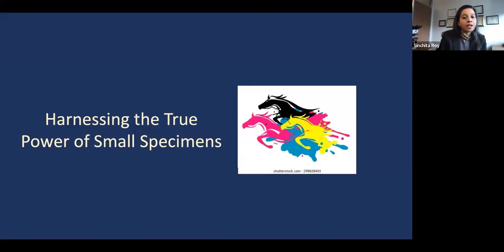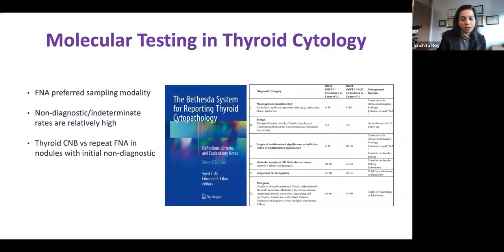So how do we harness the true power of these small specimens? I'm going to show a few examples before I finish. Let's start by looking at thyroid cytopathology. In thyroid, FNA is the preferred sampling modality, but we still do have quite a high rate of indeterminate diagnosis, right?